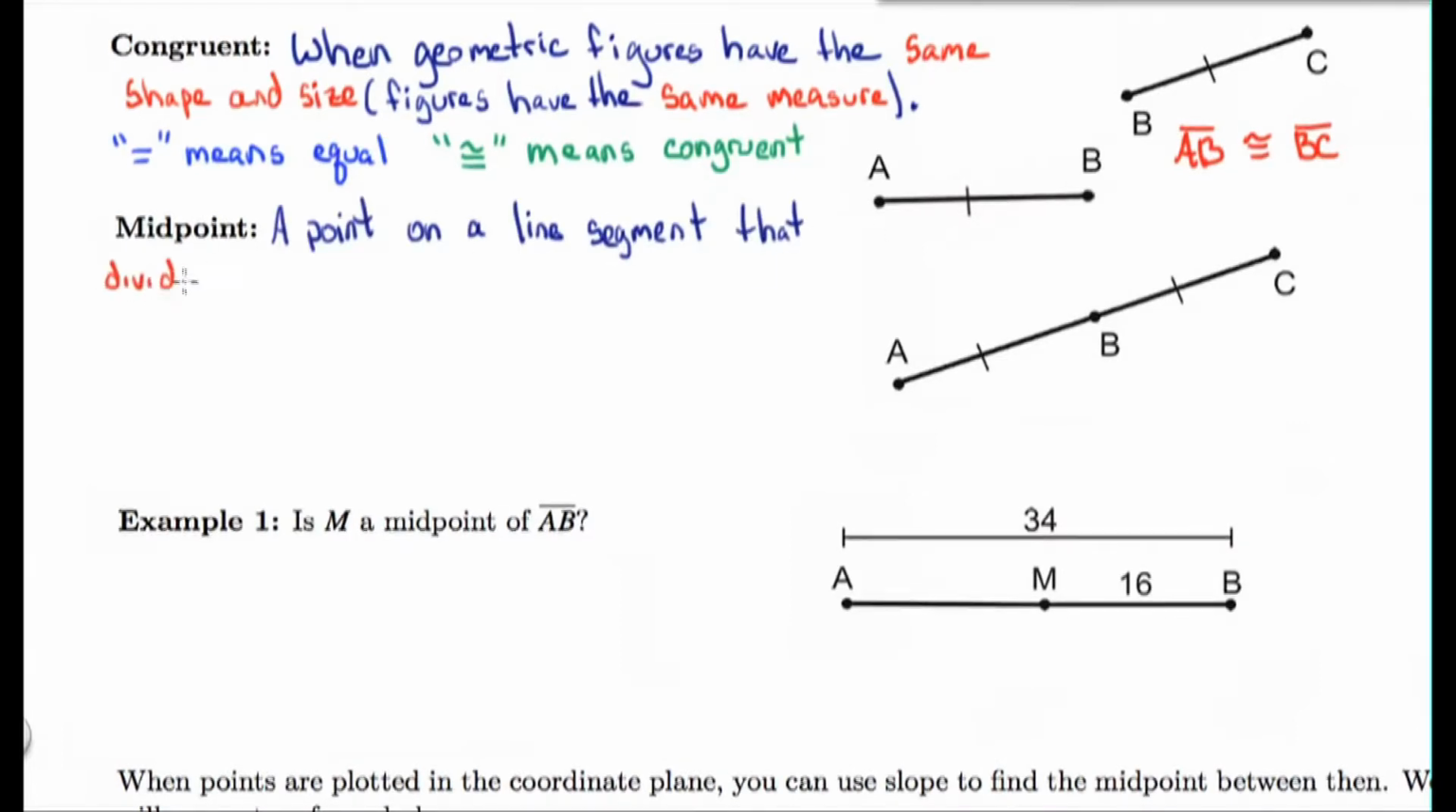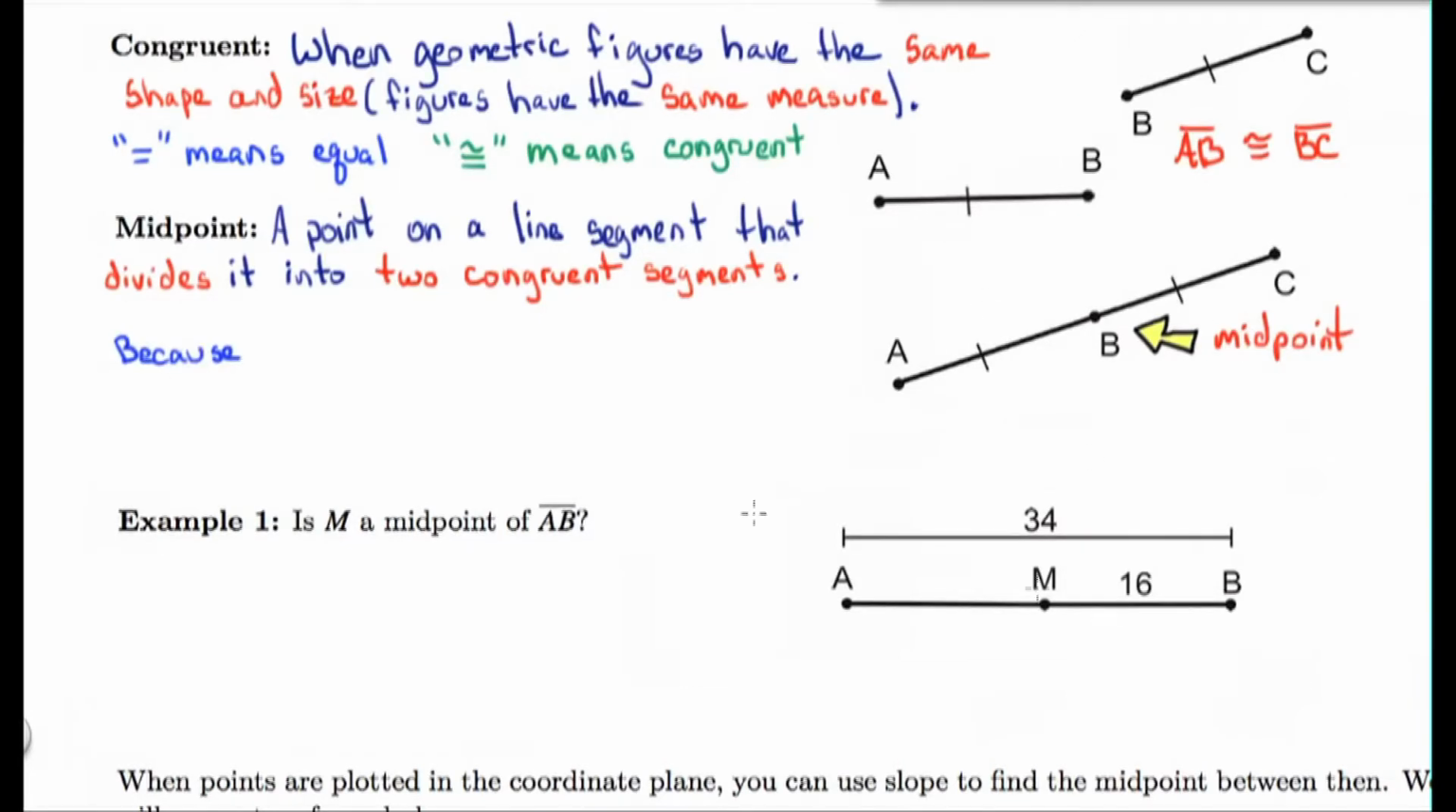Midpoint, a point on a line segment that divides it into two congruent segments. B is the midpoint, therefore AB is equal to BC.